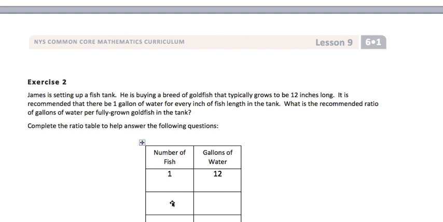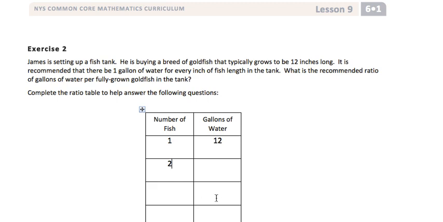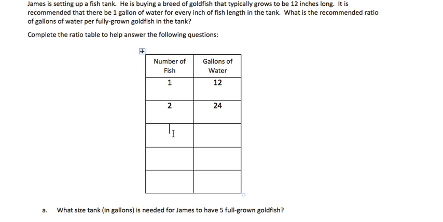Once you have your original ratio, this table should fill in pretty easily. If I have 2 goldfish, that's 24 inches of fish. So we need 24 gallons of water. If there are 3 goldfish, we should have 36 gallons of water. Please notice the relationship between number of fish and gallons of water. It is times 12 because these particular goldfish grow to be 12 inches long. 4 and 48. And finally, if we had 5 goldfish, we would need 60 gallons of water.